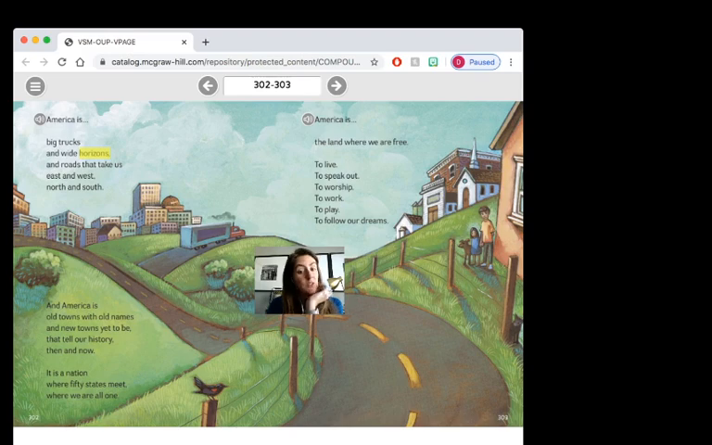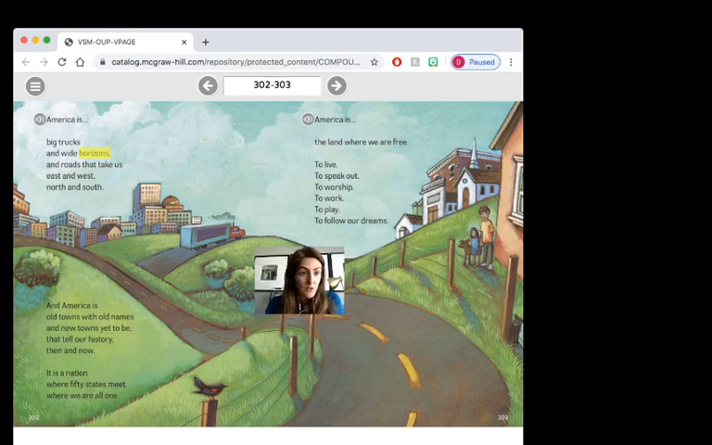This looks familiar. This could maybe look like our town. America is big trucks and wide horizons and roads that take us east and west, north and south. And America is old towns with old names and new towns yet to be that tell our history then and now. It is a nation where 50 states meet, where we are all one. Wow. So that reminds me of what I talked about before we began, inclusiveness, right? How things can be different or very spread out, but we're all included in the same country together.